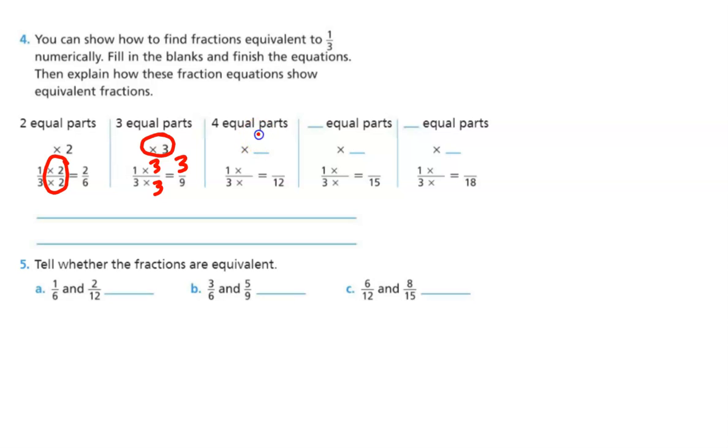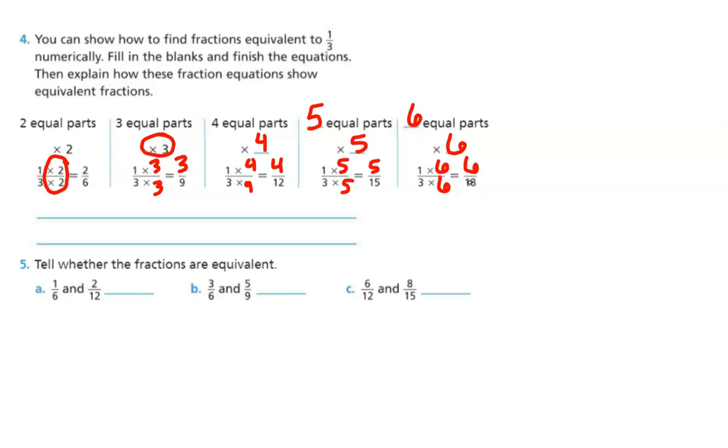So then we have 4 equal parts. That means I'm going to make it 4 times bigger. So I'm going to do the same to the top and the bottom, which is to multiply by 4. 1 times 4 is 4, and 3 times 4 was 12. Is that making sense? Are you seeing what's going on here? If I wanted to make this 5 times bigger, I would multiply it by 5. So 1 times 5 is 5, and 3 times 5 is 15. So then that makes the last one easy. That's going to be 6 times bigger. I'm going to multiply that by 6. 1 times 6 is 6, and 3 times 6 is 18.